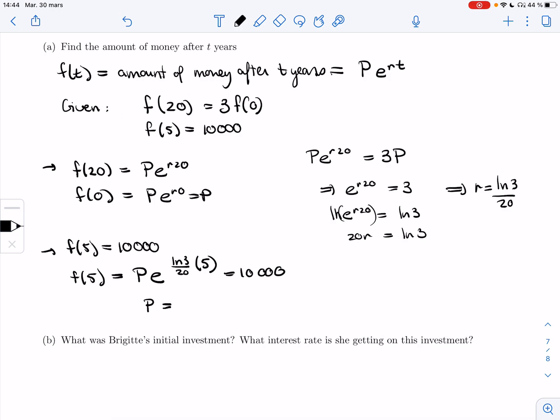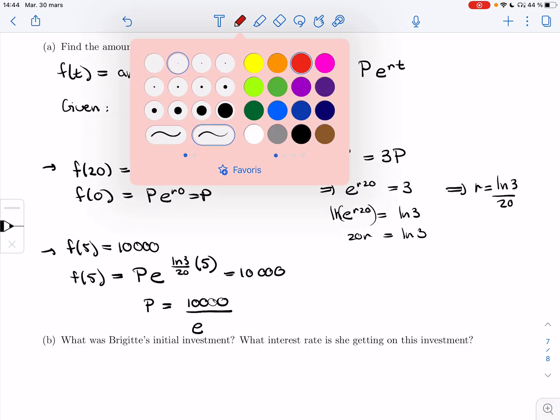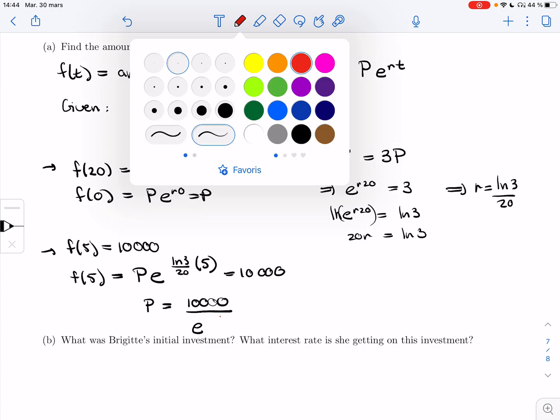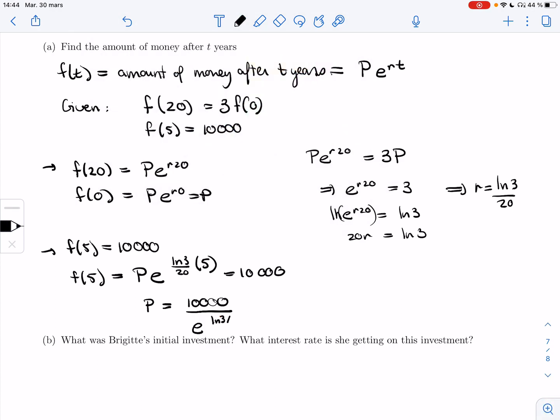And so P is $10,000 divided by e to the R times 5. I can cancel part of the 5 with part of the 20, and I'll get log, oh, sorry. Let's get back to black. So log of 3 divided by 4. All right, so we get that f of t is 10,000 over e to the log of 3 divided by 4, times e to the log of 3 divided by 20 times t.